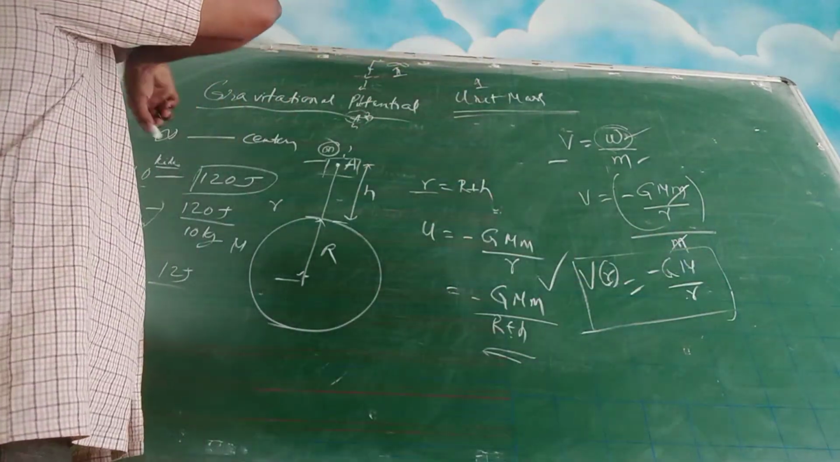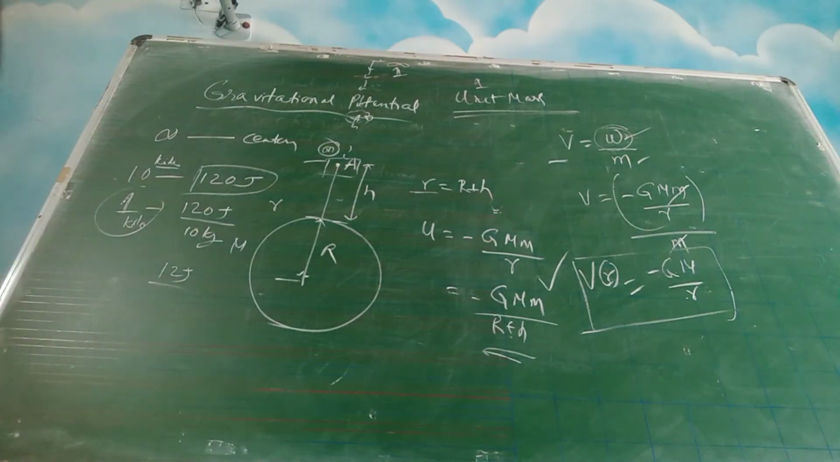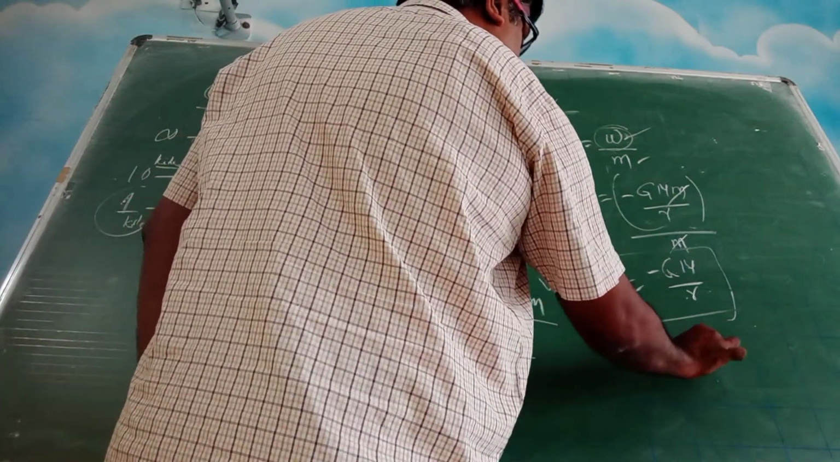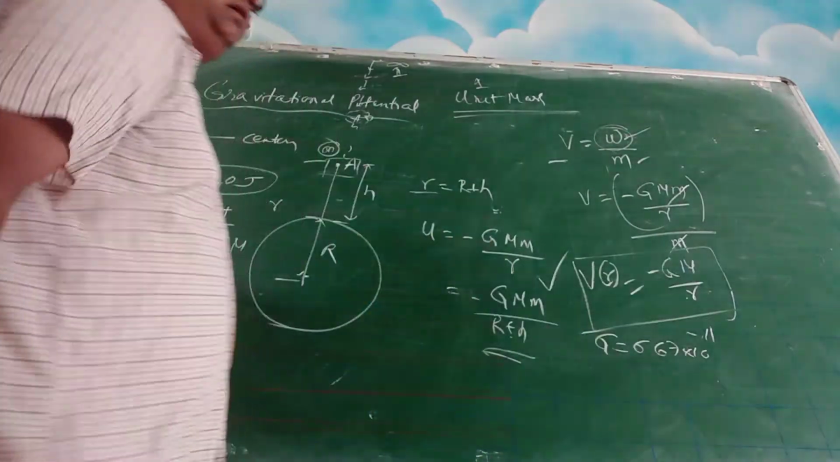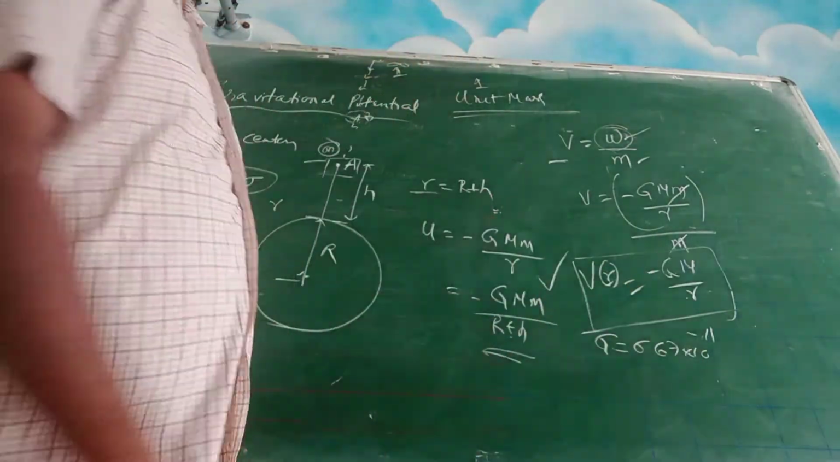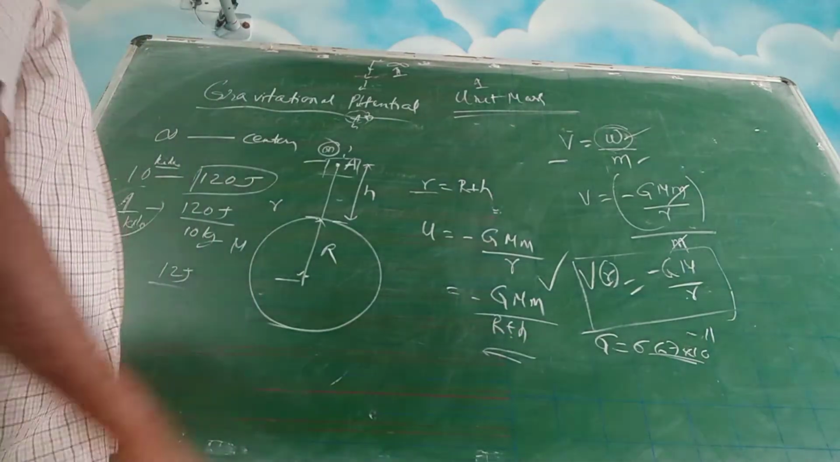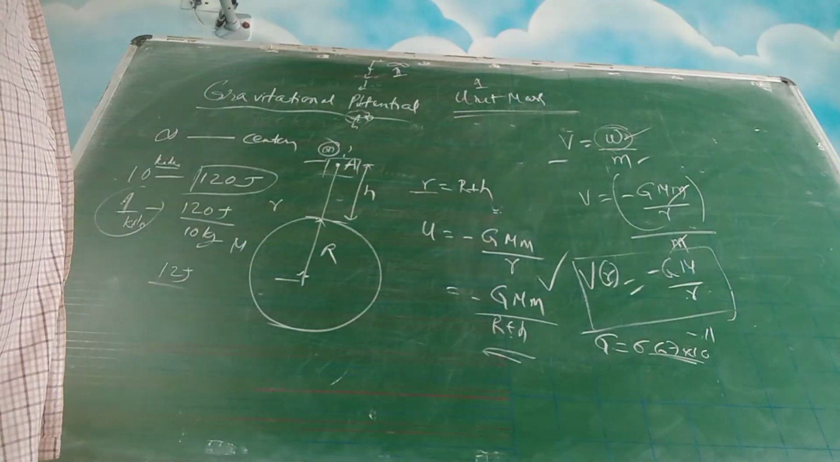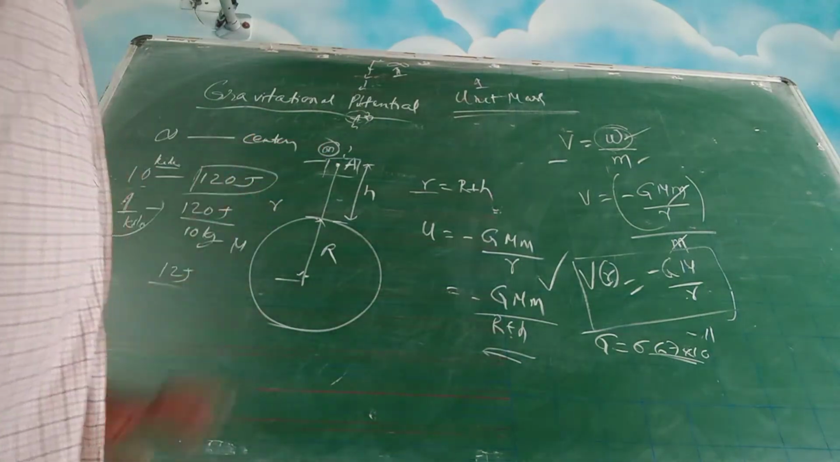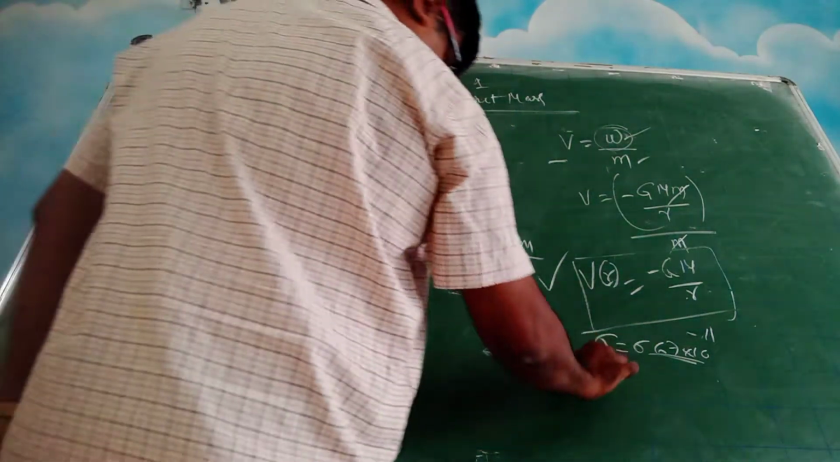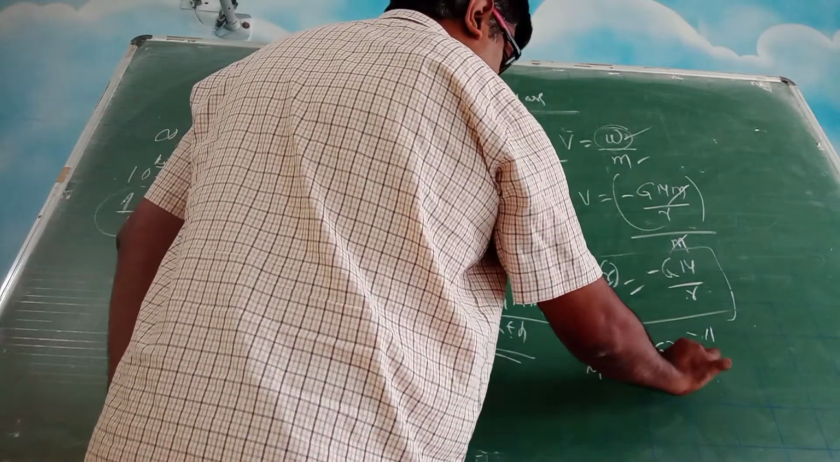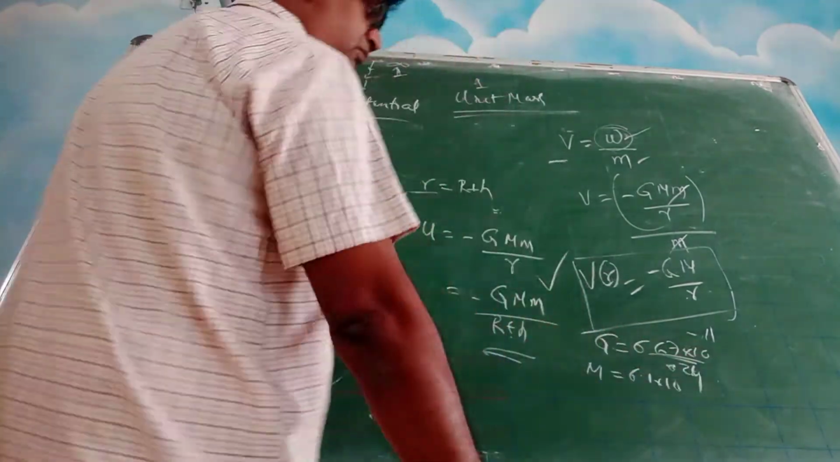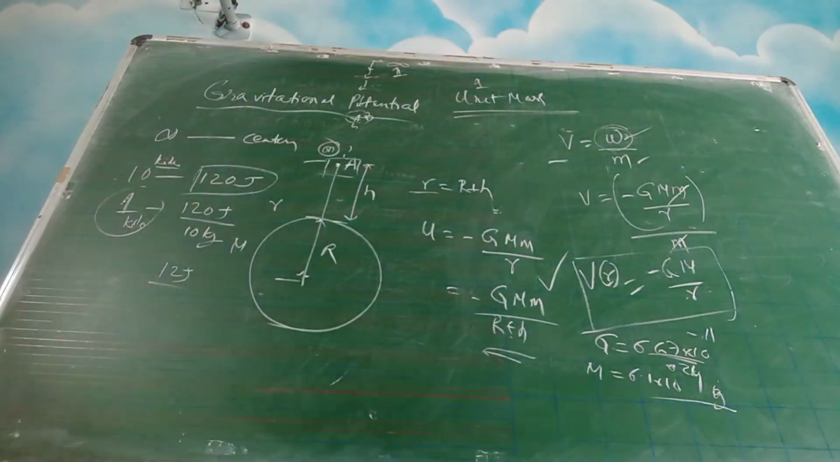What is G? G is your gravitational constant. F is equal to G m1 m2 by R square, that universal constant. What is that value? 6.67 into 10 to the power of minus 11. Here the units will come, but I am talking about the value. M is the mass of the earth, and R is the distance from the center of the earth. Mass of the earth is 6 into 10 to the power of 24 kg.